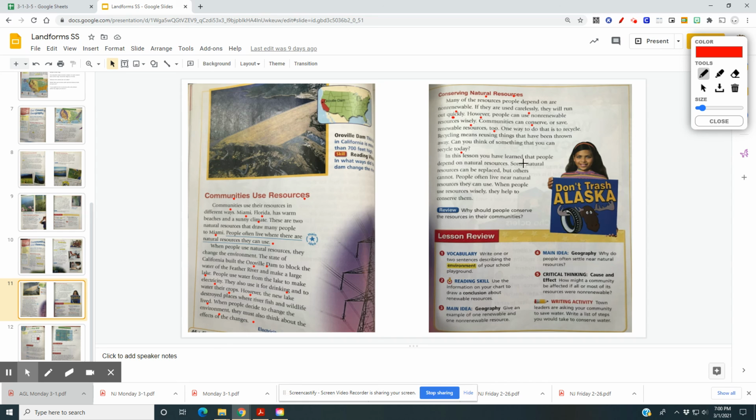In this lesson, you have learned that people depend on natural resources. Some natural resources can be replaced, but others cannot. People often live near natural resources they can use. When people use resources wisely, they help to conserve them.